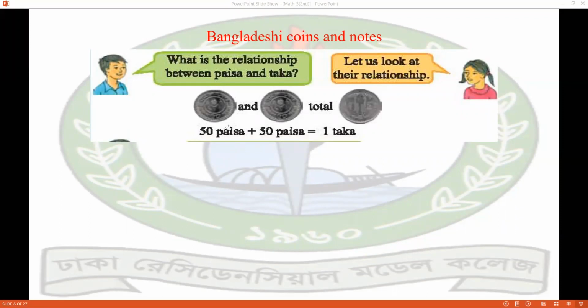That means when you collect 25 paisa, 25 paisa and another 50 paisa, it is equal to 1 taka. That means 100 paisa is equal to 1 taka. It is the relationship between taka and paisa.